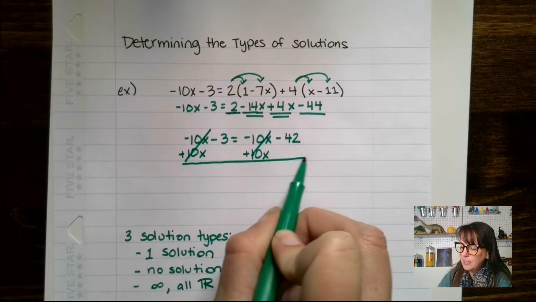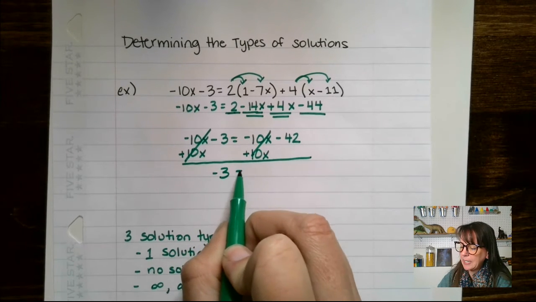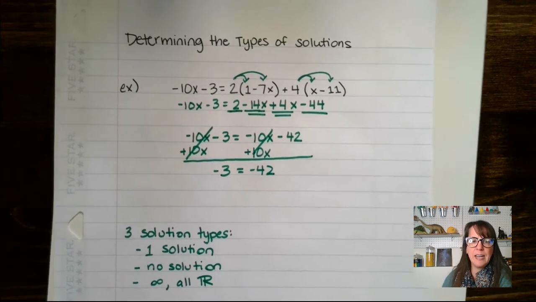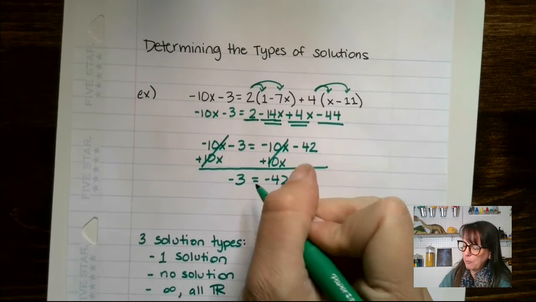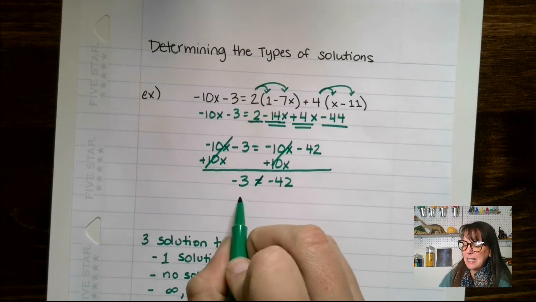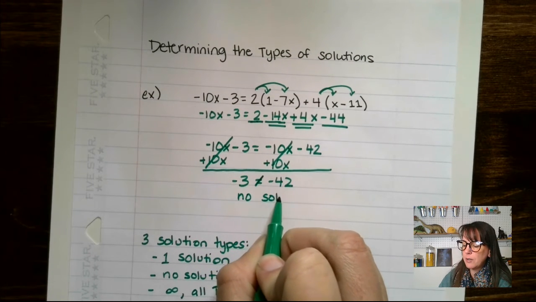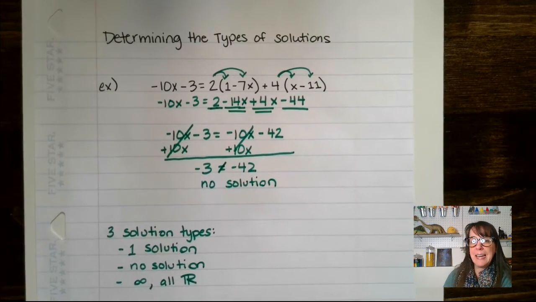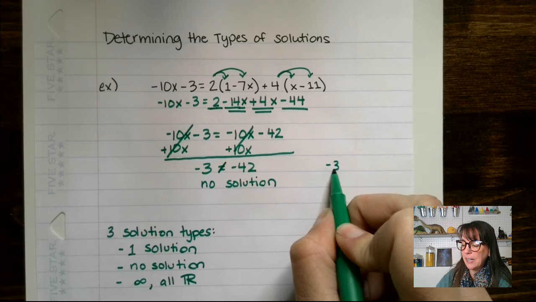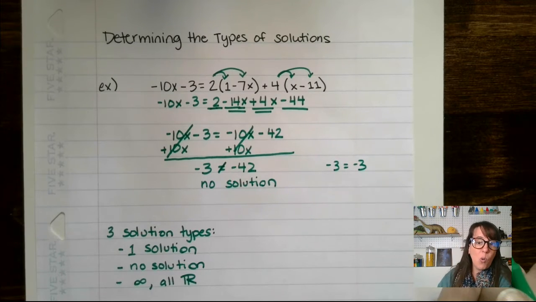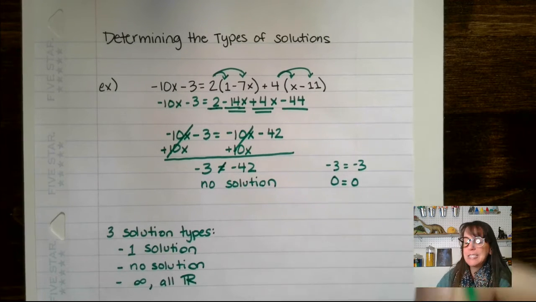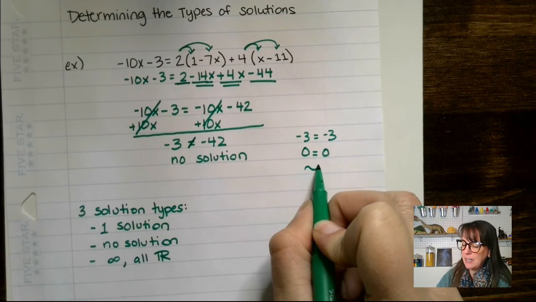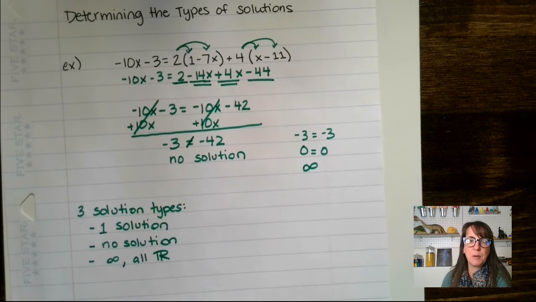All right, well, that leaves us with negative 3 equals negative 42. Is that statement correct? Absolutely not. Negative 3 does not equal negative 42. So that means that this is a no solution problem. No solution. Now, had we got an answer that was, let's say, negative 3 equals negative 3, or 0 equals 0, something that is true, this would be an infinite number of solutions, an infinite number of solutions.